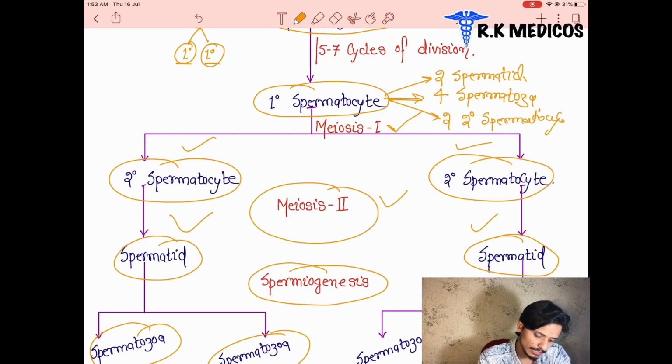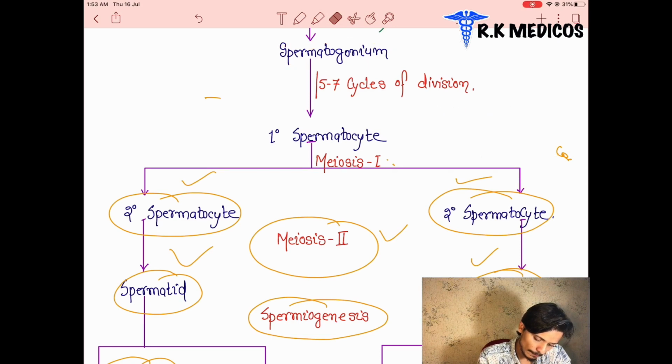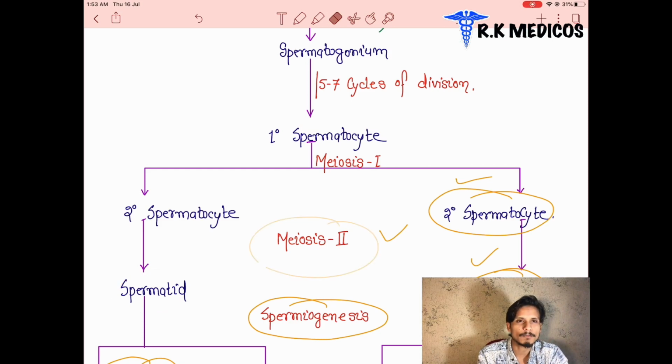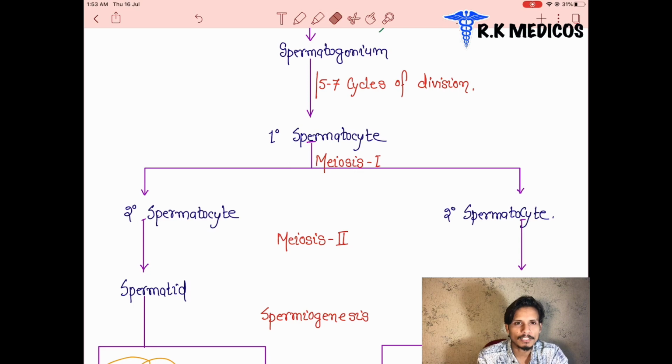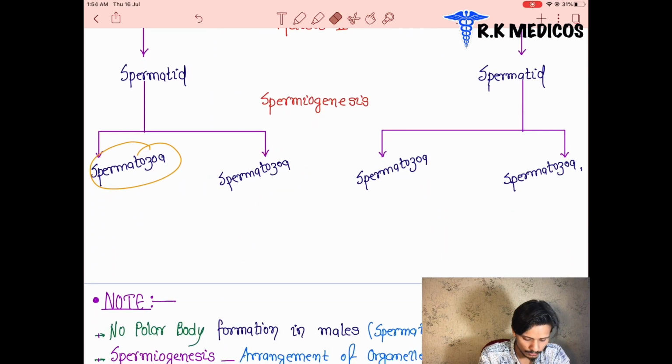We are going to see in detail how these cells are formed and what the main role is in the synthesis of these cells here. For this, we have to know about it. One primary spermatocyte produces two secondary spermatocytes, two spermatids and four spermatozoa. Spermatozoa are also called sperm.